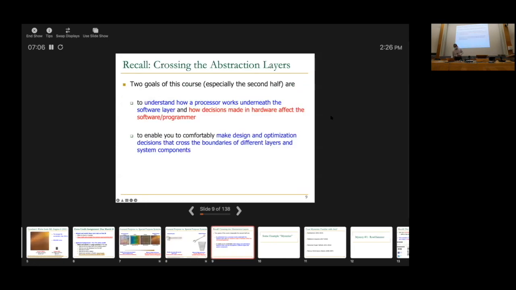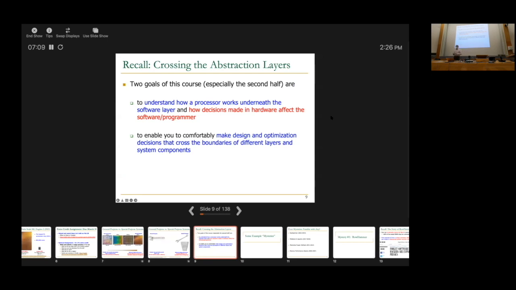Okay, so now let's go back to what we were discussing in the last lecture, which we finished at RowHammer, but I want to talk a little bit more about that. So the goal of this discussion is I want to give you the goals of this course, basically, so that you can understand how a system works underneath the software layer and how decisions made by the hardware affect the programmer and the software in general. And also, hopefully, you'll be able to make those decisions. I want a general purpose system or a special purpose system?